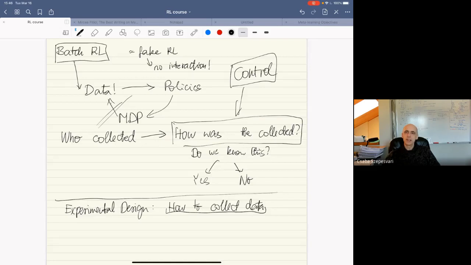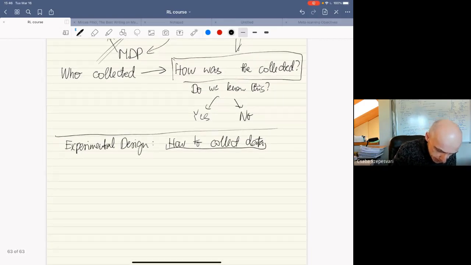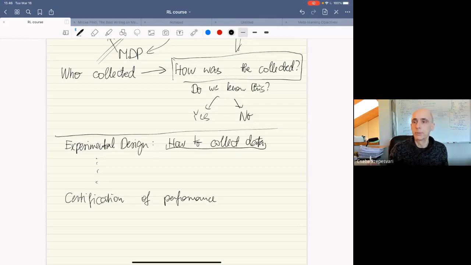But then you might be wondering, are you ever going to give me the license to deploy my policy ever? If you're too scared of this, what do I need to do to convince you that you should deploy my policy? So there are questions surrounding the beginning, experimental design, and then there are lots of algorithmic questions, and then the end of it is going to be certification, right? Can we certify the performance of the policy to put the person at ease who is responsible for running the whole thing, that it's okay to deploy the policy?